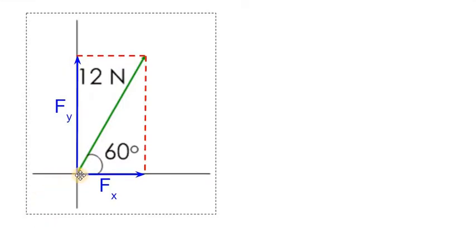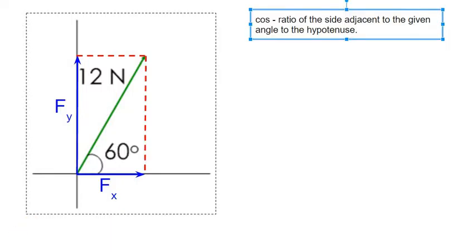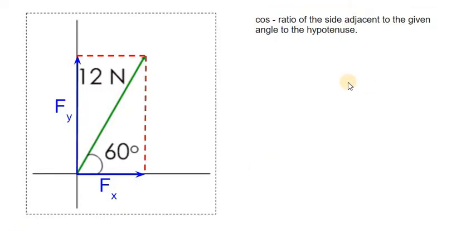My task is to find the lengths of these two blue vectors. To do that, I need first to remember the basic definition of cosine and sine. But let's start with cosine. Cosine is a ratio of the side adjacent to the given angle to the hypotenuse. So practically, I can rewrite it like this. Cosine of this angle 60 will be the ratio between the adjacent side of this right triangle to hypotenuse.